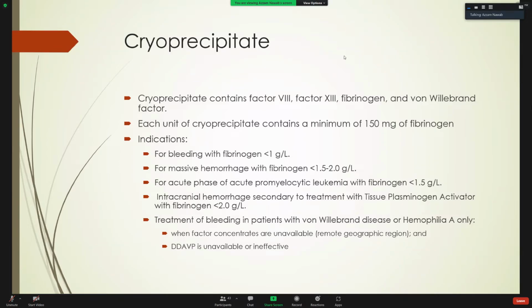Cryoprecipitate contains factor 8, factor 9, fibrinogen, and von Willebrand factor. Each unit of cryoprecipitate contains a minimum of about 150 milligrams of fibrinogen. It's indicated in bleeding with fibrinogen less than 1 gram per liter, and massive hemorrhage with fibrinogen at a critically low level, less than 2. For the acute phase of acute myelocytic leukemia with fibrinogen less than 1.5, and intracranial hemorrhage with fibrinogen less than 2. Treatment of a bleeding patient with von Willebrand factor or hemophilia only when patient concentrates are not available, and if desmopressin or DDAVP is not available or ineffective.